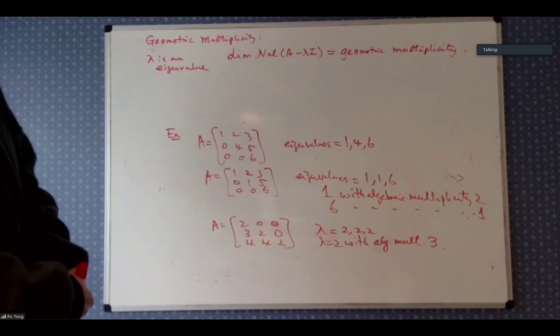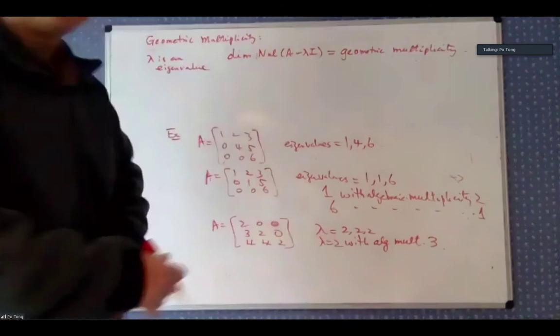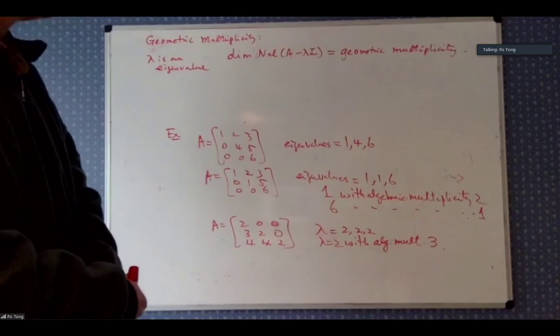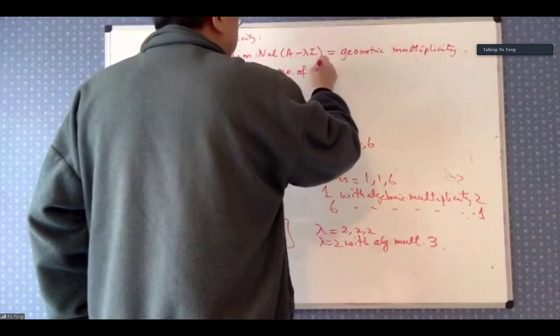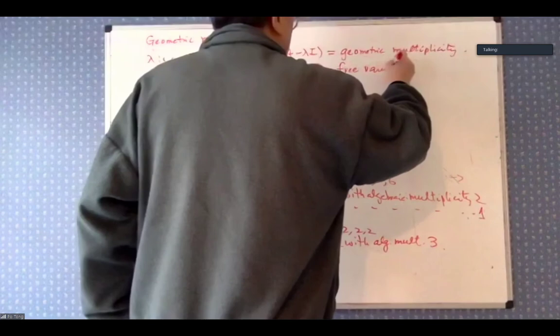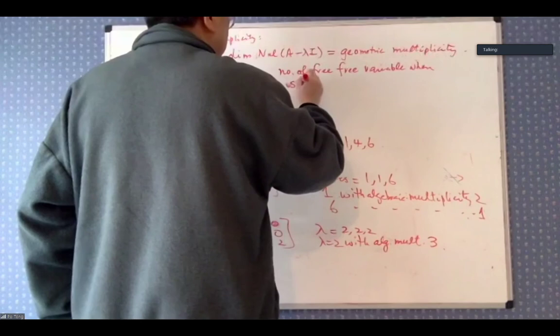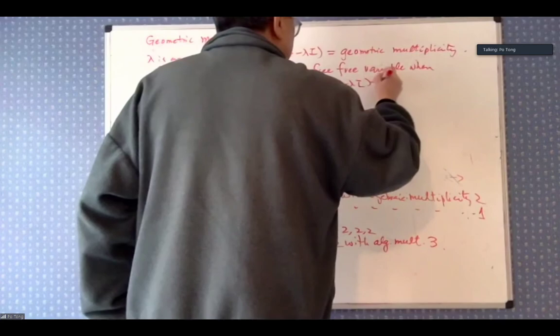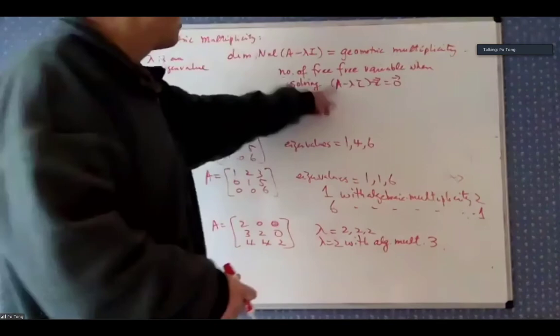Is it too many symbols here? The dimension of the null space of A minus lambda I. That means this is essentially the same as the number of free variables when solving A minus lambda I equal to zero. Okay? Because the number of free variables will be the dimension of this.